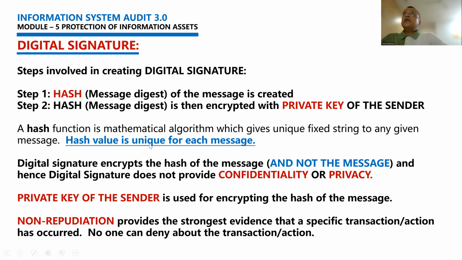Digital signature encrypts the hash of the message, and not the message itself. What I am trying to say is that I have written a message, then I have generated a key, which is called a message digest or a hash, using a hash algorithm. Now this message digest will give the receiver an idea that the message is originally intact, because when he uses this, he will find that the message remains the same. Digital signature encrypts the hash of the message and not the message.